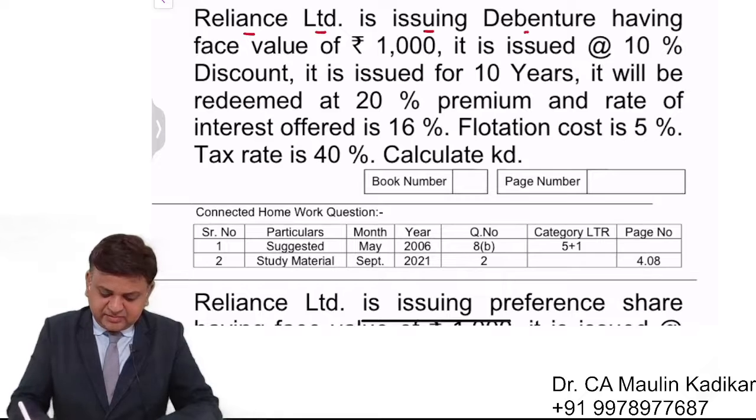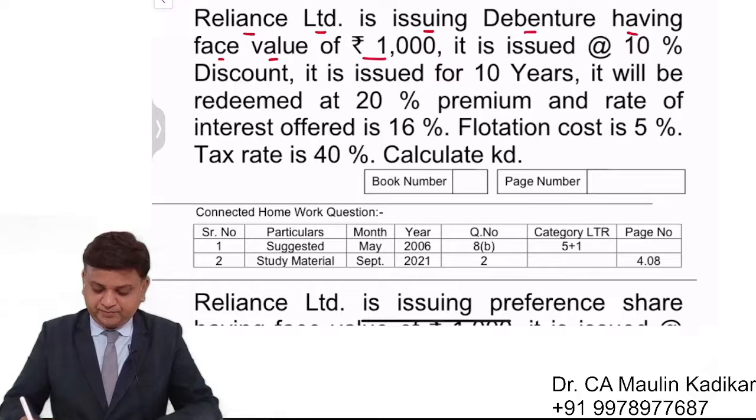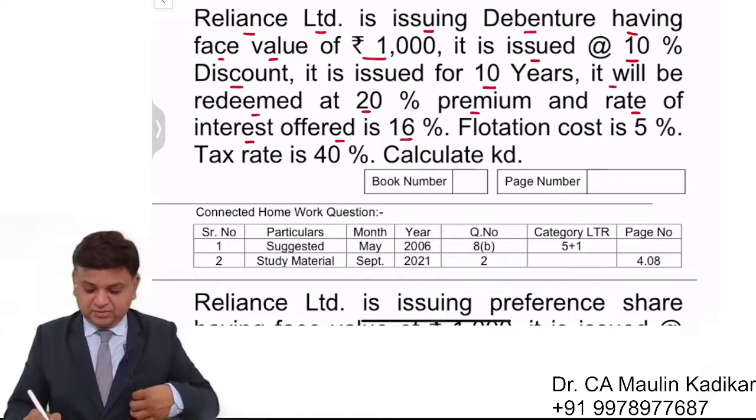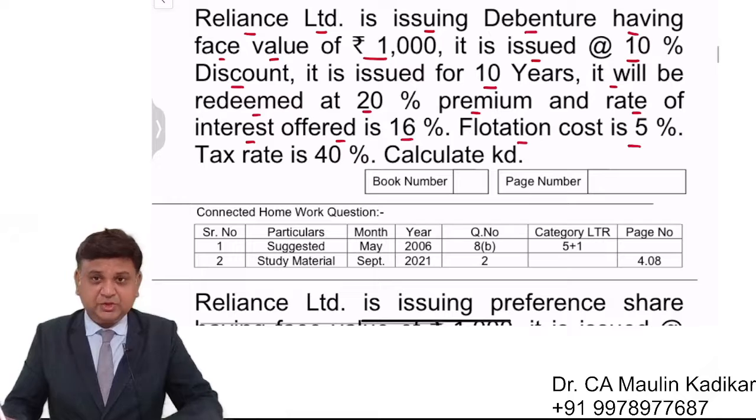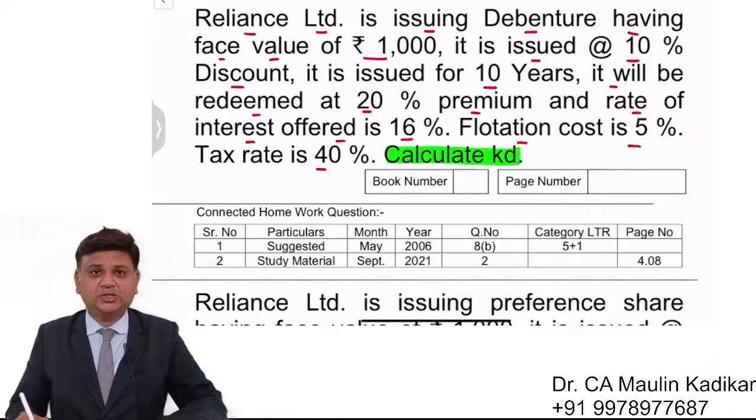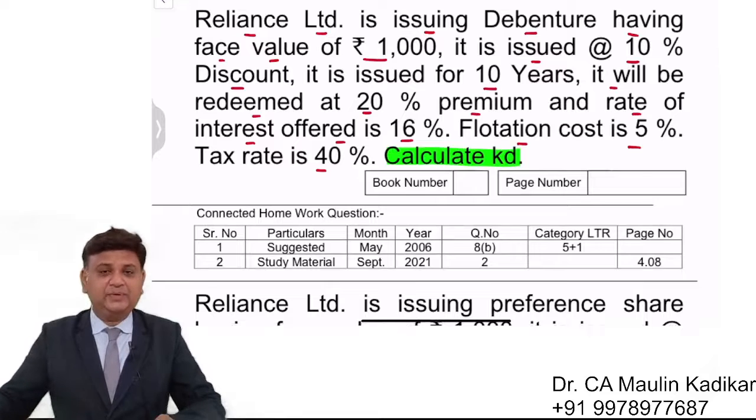Reliance Limited is issuing a debenture having a face value of rupees 1000. It is issued at 10% discount. It is issued for 10 years. It will be redeemed at 20% premium and the rate of interest offered is 16%. Flotation cost is 5%. Income tax rate is 40%. The question says that you are required to calculate the KD, cost of debt financing. Please go through the question.